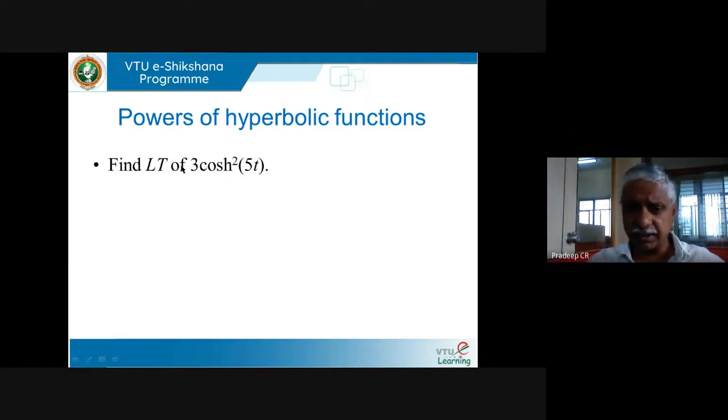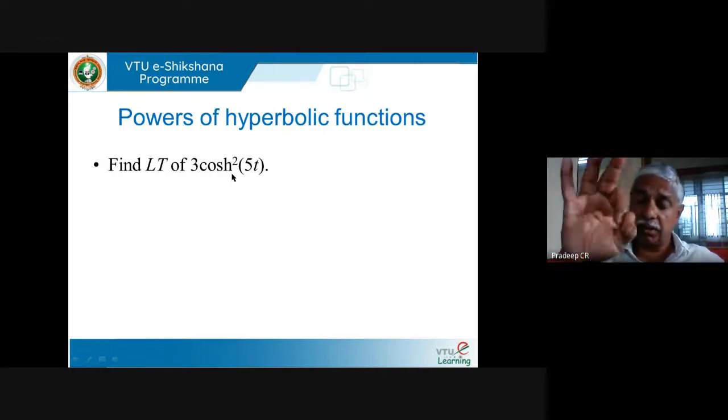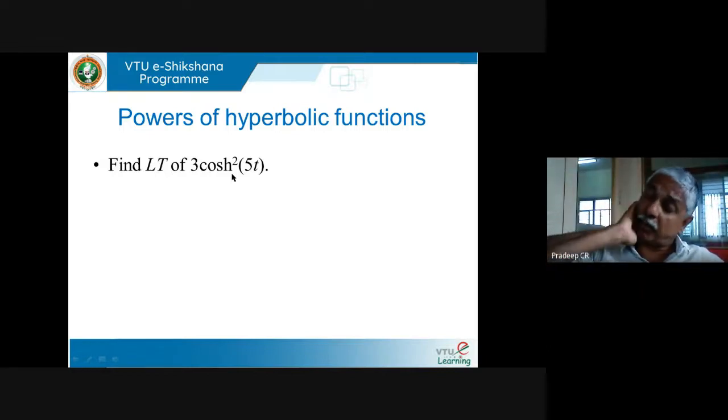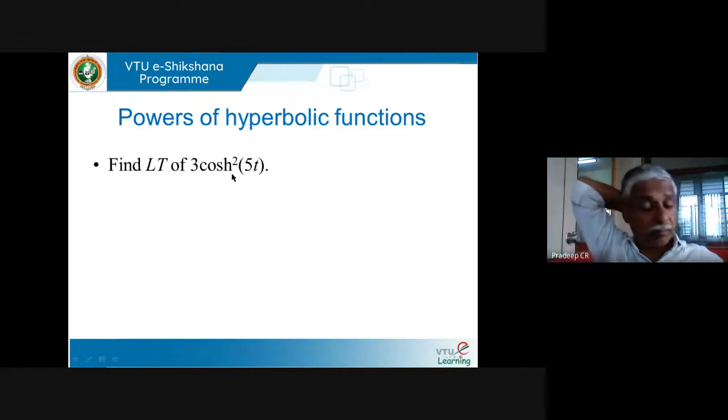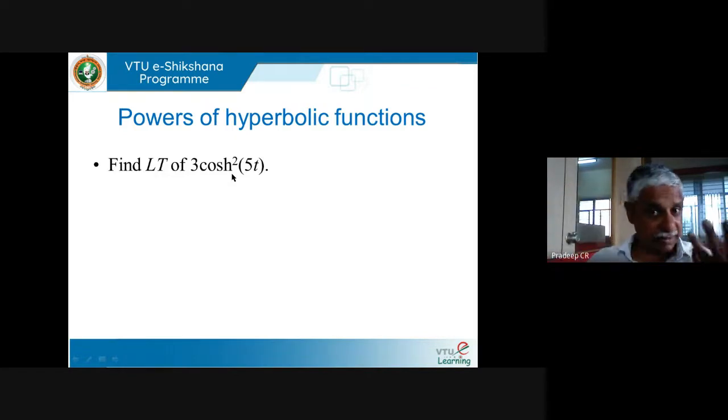To find this, I'll first pull out 3. So L of 3 cos hyperbolic square 5t is 3 times L of cos hyperbolic square 5t. But I don't know how to find Laplace of cos hyperbolic square 5t. I know how to find Laplace of cos hyperbolic 5t, but I don't know how to find it for the square. Laplace of f into g is not Laplace of f into Laplace of g. It's like differentiation, where the Leibniz rule is there. So you can't just write the product. How do I do this then?